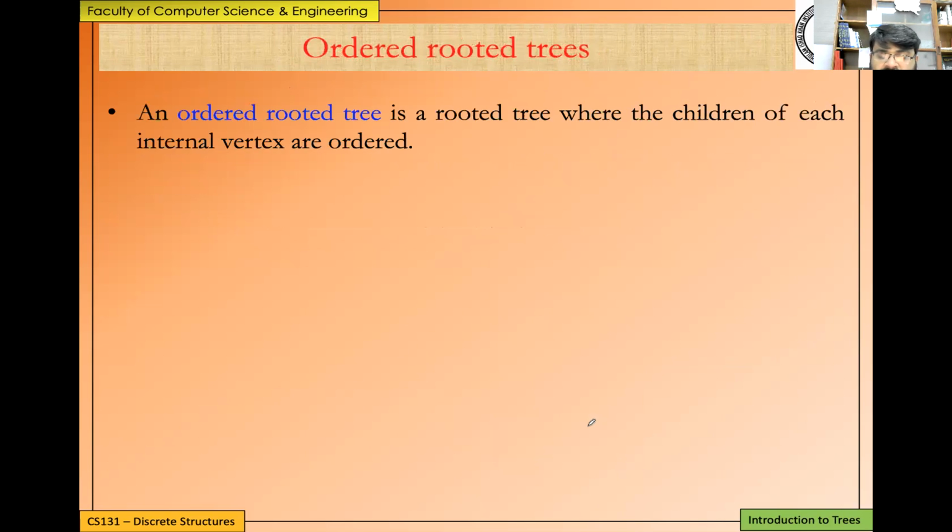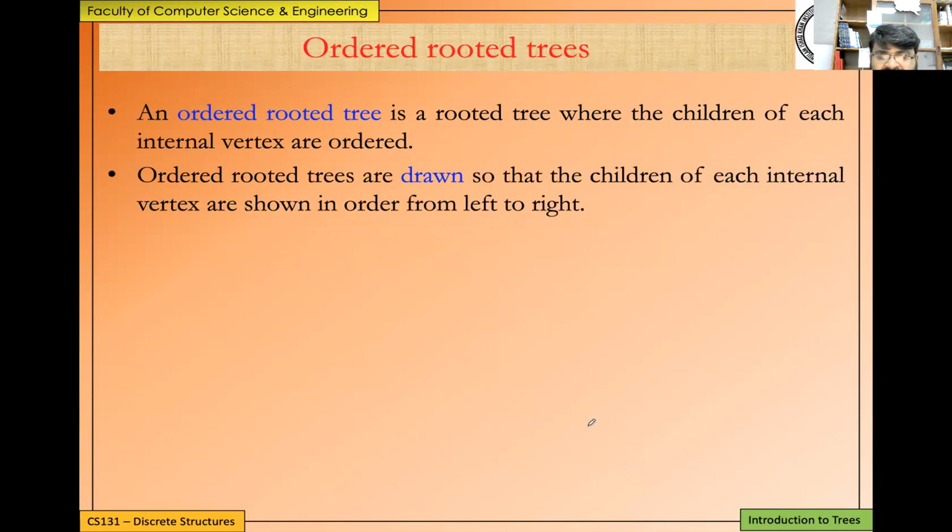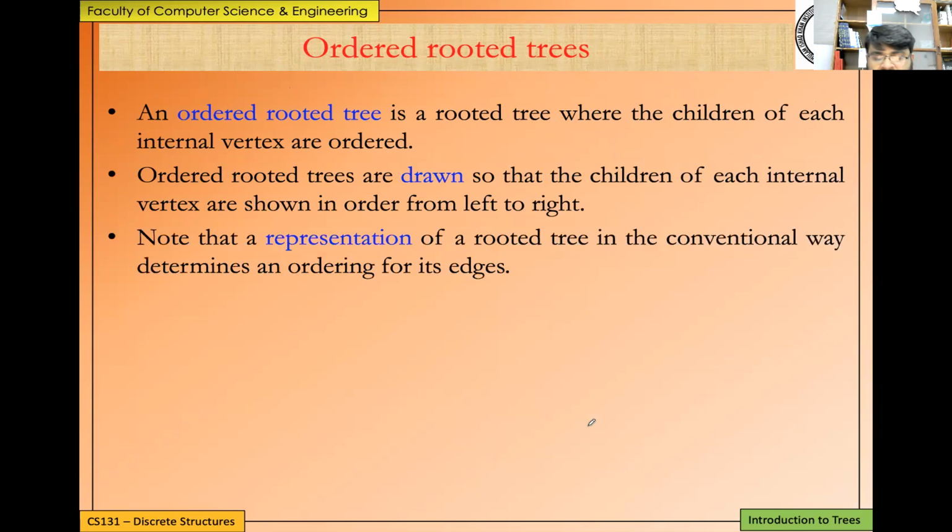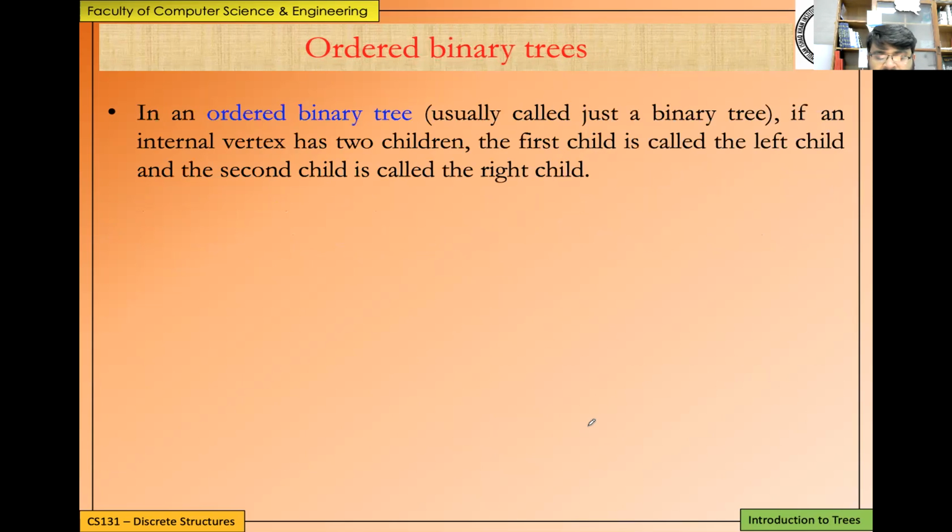So what are ordered rooted trees? An ordered rooted tree is a rooted tree where the children of each internal vertex are ordered. So for each internal vertex, you order the children in a particular manner. Ordered rooted trees are drawn so that the children of each internal vertex are shown in order from left to right. Note that a representation of a rooted tree in the conventional way determines an ordering for its edges. And we'll see some examples.